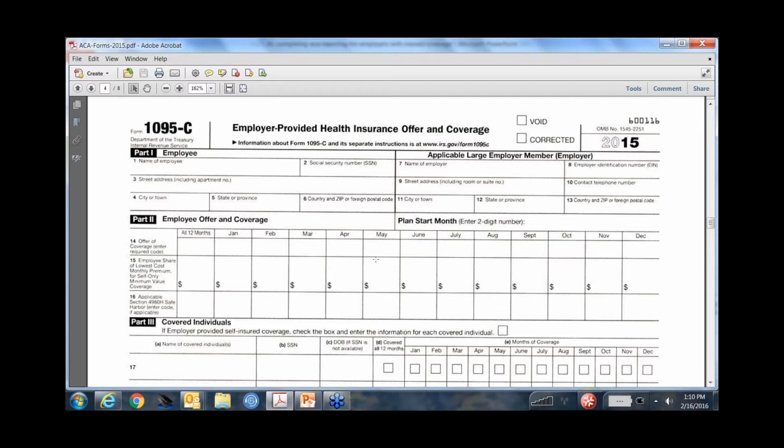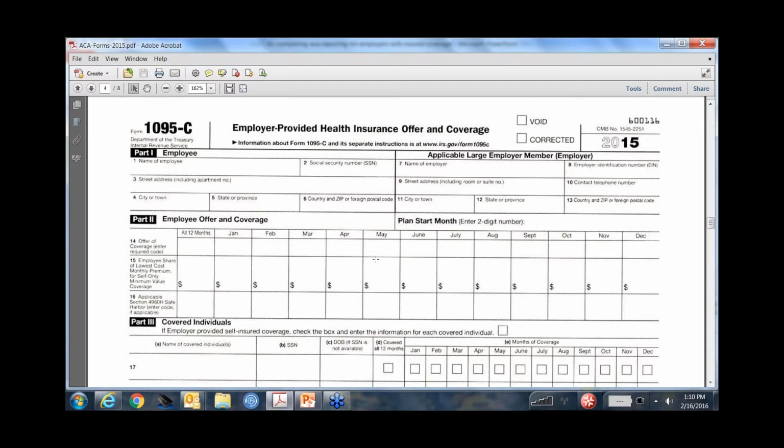If you have an employee who wasn't working for you in certain months and there was no offer of coverage, another important code is going to be 1H, no offer of coverage. So if you have a lot of turnover, that's going to be an extremely important code, which I will go over in the next few minutes.